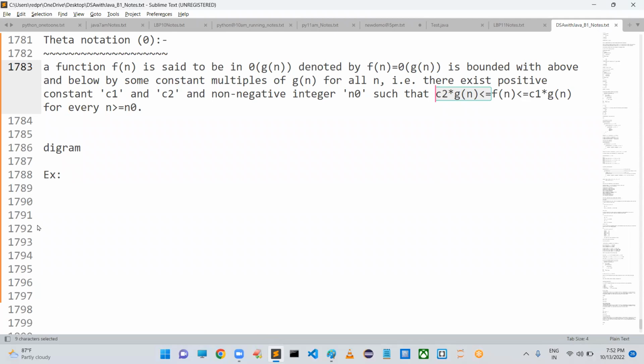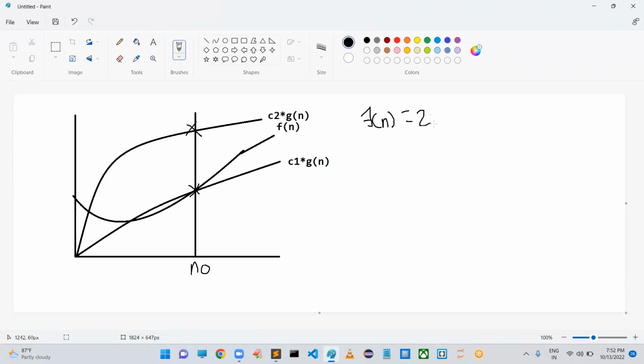I am considering f of n equal to 2n plus 8, and g of n equal to n. Let us check how it is going to be validated. I will check with the values of n. Suppose n is equal to 1. What is the f of n value? 2 into 1 is 2, 2 plus 8 is 10.